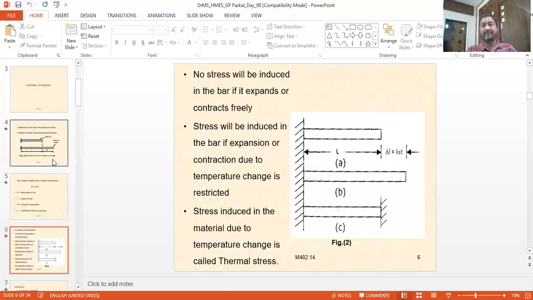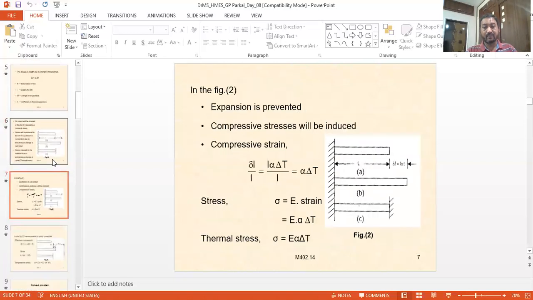But whenever that expansion or contraction is avoided, then the bar is subjected to strain as if it is subjected to some kind of load due to the change in temperature, and it is subjected to some kind of stress. That stress is called the thermal stress or the temperature stress.